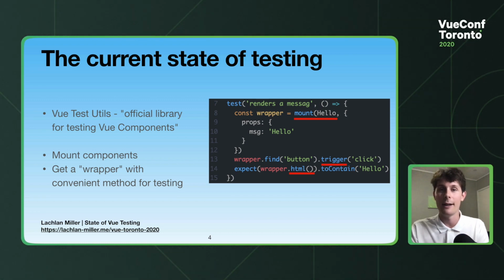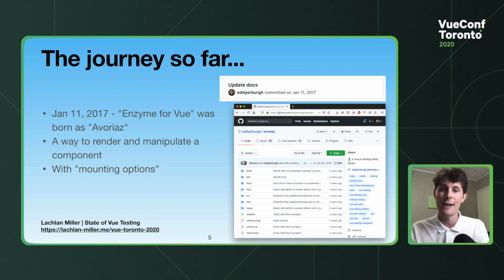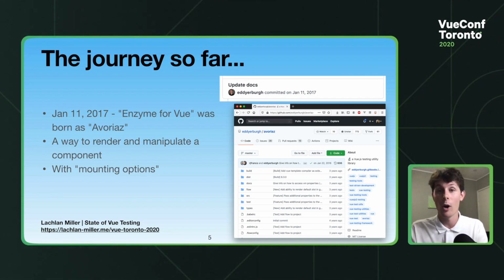We take this API for granted, so let's take a quick look at where this API came from, how it was designed, and some of the problems it's kind of introduced, and then how we've tried to fix and improve these problems. So prior to Vue Test Utils, there was a different library which was born under the name Avoriaz, and the idea here was to create Enzyme for Vue. Enzyme being a very popular React testing library at the time, and this was back in around early 2017.